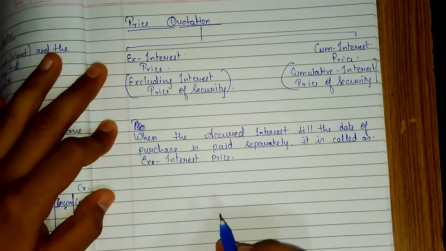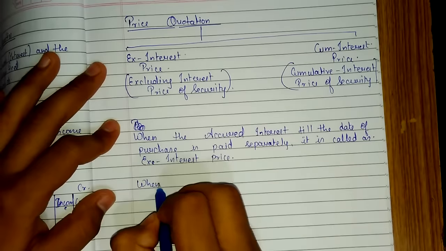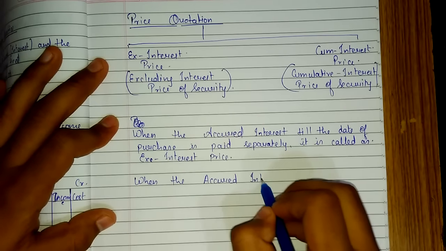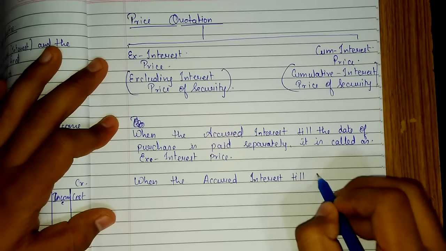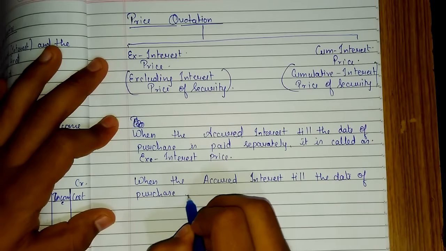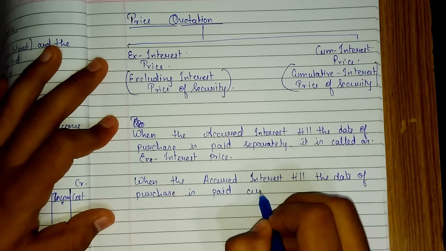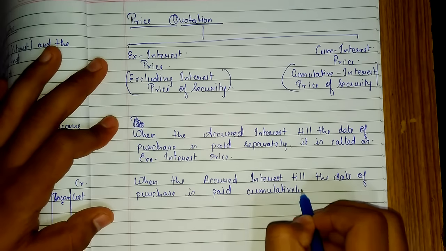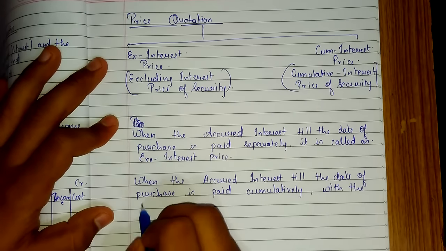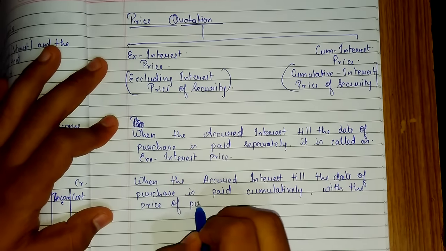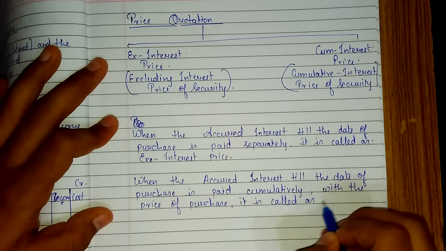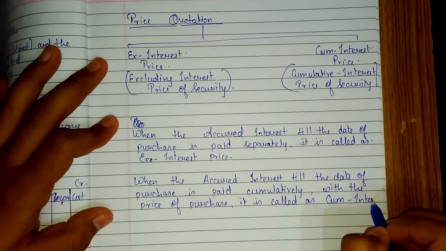Now we'll understand the second part. When the accrued interest till the date of purchase is paid cumulatively with the price of purchase, it is called cum interest price.